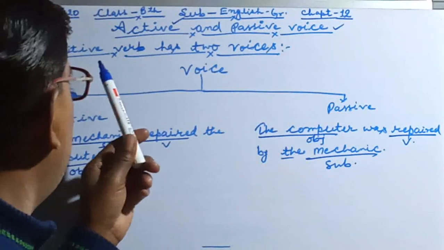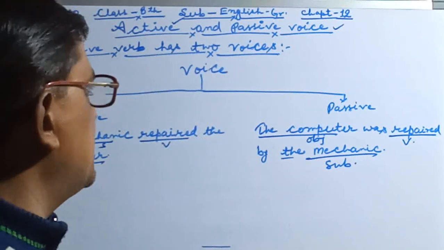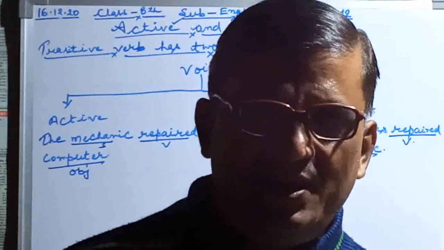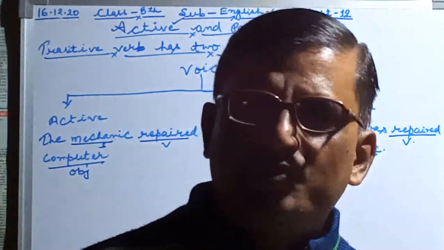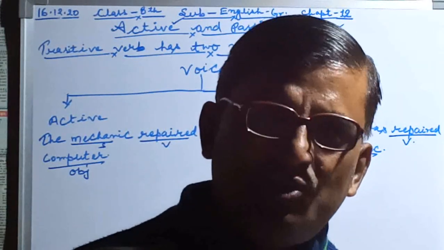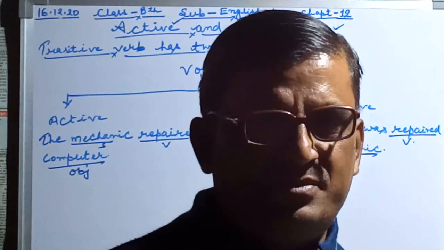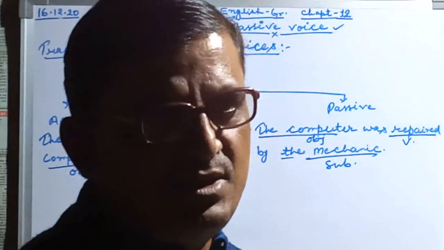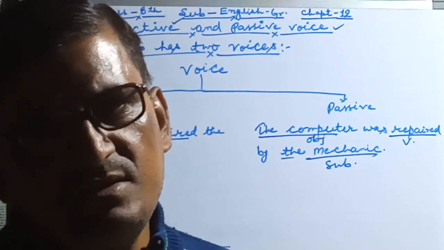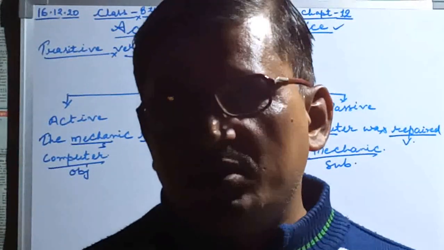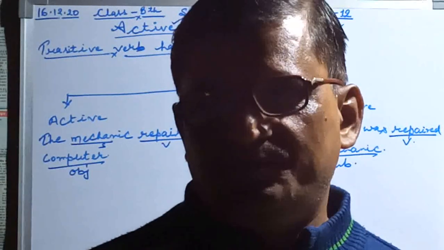What are we getting? A transitive verb has two voices. The main thing I want to tell you here: what is a transitive verb? Already you know there are three types of verbs. What are these? Transitive verb, intransitive verb, and incomplete verb. Transitive verb means the verb which needs an object to complete its meaning is called a transitive verb.